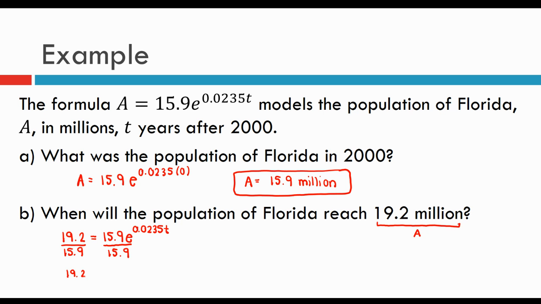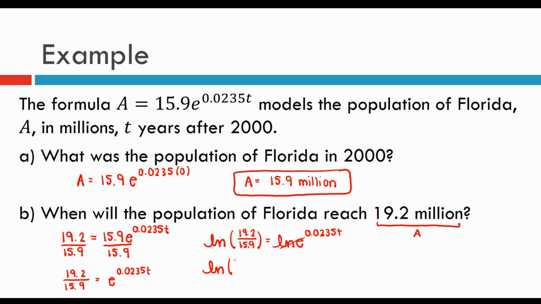So we'll have this 19.2 over 15.9. Now that's going to equal e raised to that 0.0235t. Now that I've isolated that base, I'm going to take the natural log of both sides. So we'll have the natural log of 19.2 divided by 15.9, and that's going to equal the natural log of e raised to this 0.0235t. So once again, natural log and e are inverses. Those are going to cancel.